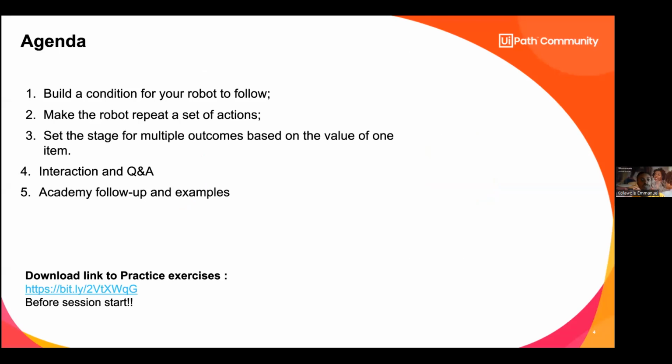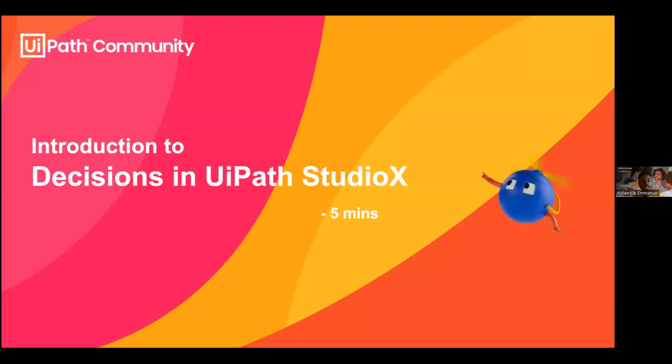We are going to be building a condition for your robots to follow, make the robots repeat a set of actions, set the stage for multiple outcomes based on the value of one item, then Q&A. Then I'll be sharing some links with you also for academic follow-up and examples. And I'll also be giving an assignment. So let's jump in.